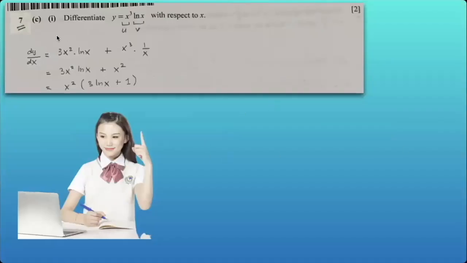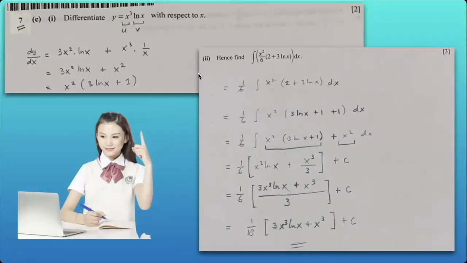Okay, next 7C1. Differentiate y = x^3 ln x with respect to x. So here I use the product rule to find dy/dx, and this is the answer. Okay. Moving on to C2. Hence, find the integral of x^2/6 times (2 + 3 ln x) with respect to x.